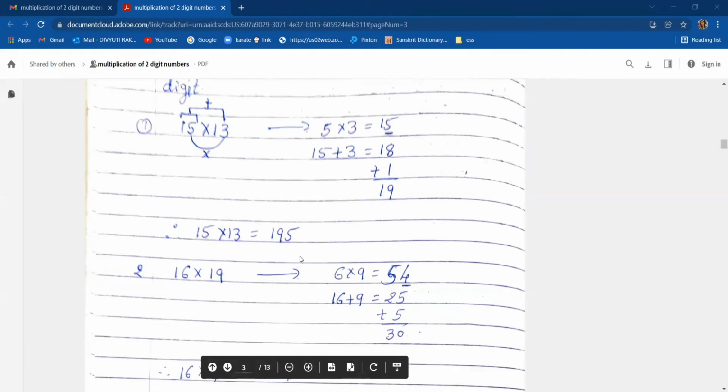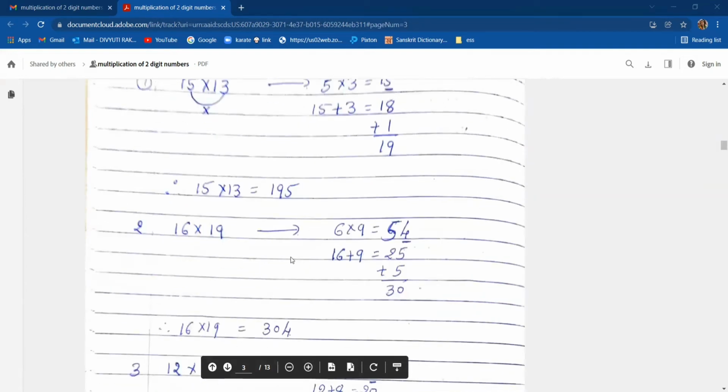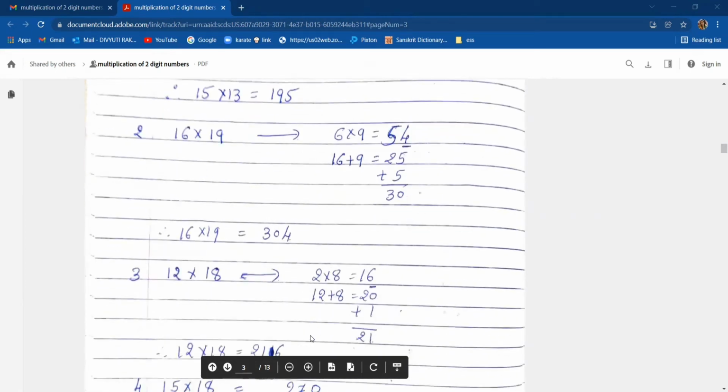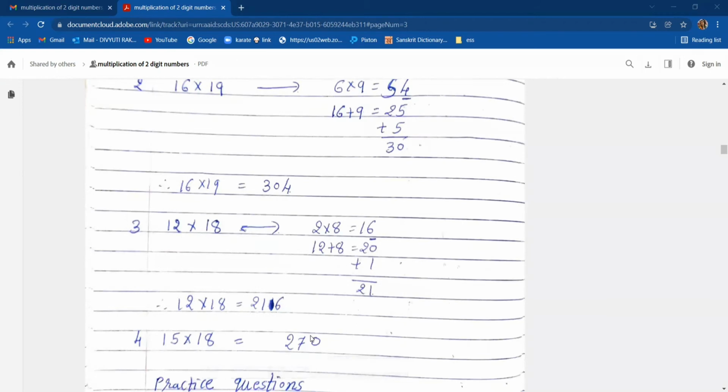Not understood? So let's move on to the next question so that you can get a proper idea. How to do 16 into 19. First, 6 into 9 is 54, underline 4 and keep it as it is. Then 16 plus 9 will give you 25, and to 5 you will add the carry, so the answer will be 30. So 16 into 19 will give you 304. I think the idea is more clear now.